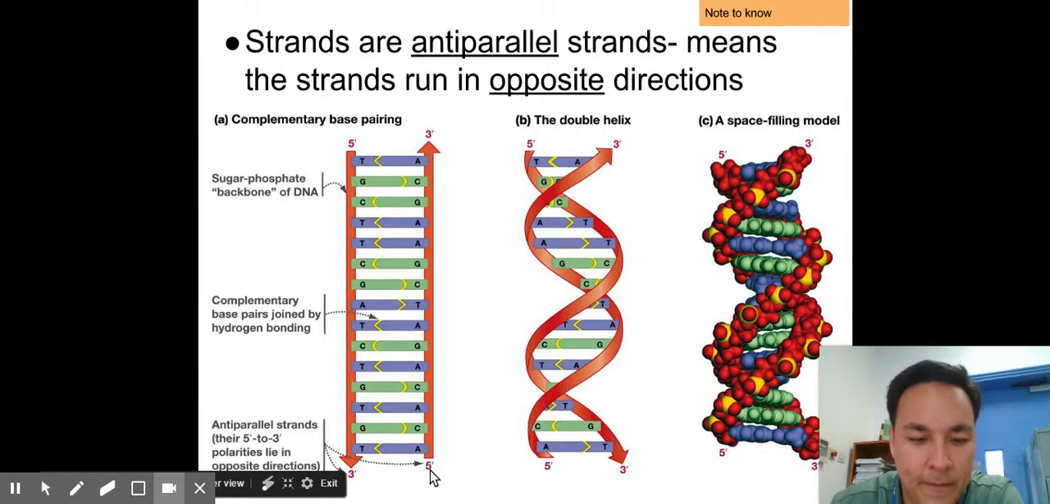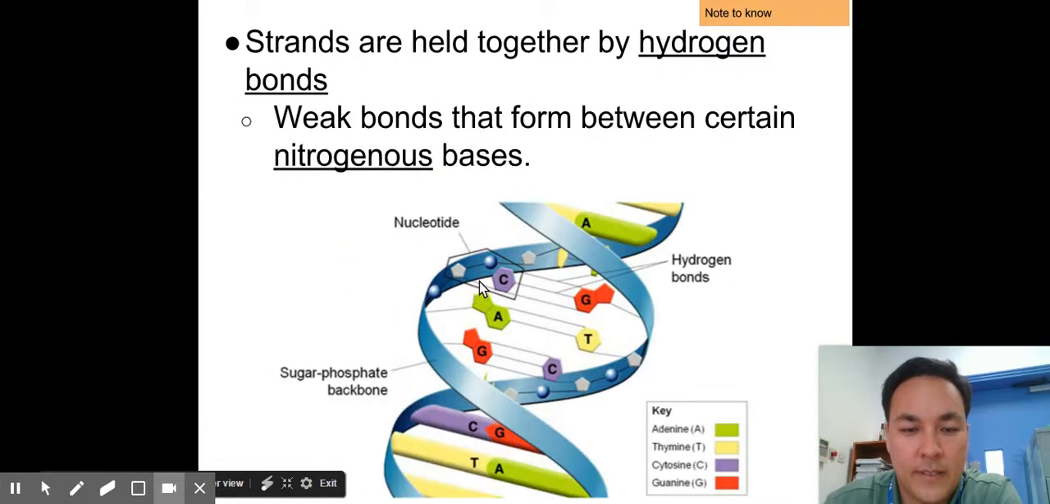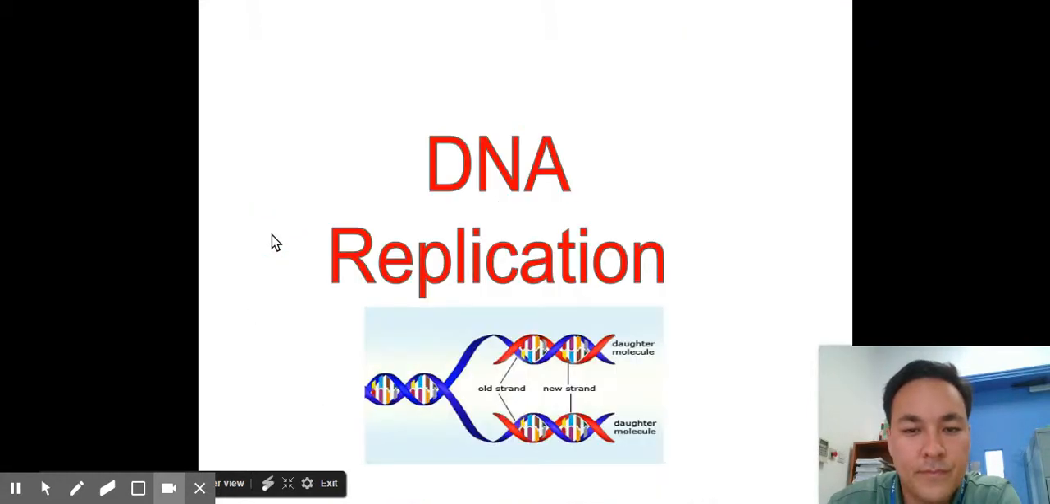5' to 3', 5' to 3'. They run in opposite directions. I will not test you on any 5' to 3' things, but you should know about them if you take some advanced biology. So the strands are anti-parallel. They run in opposite directions. They're held together by hydrogen bonds, just like water molecules are held together.